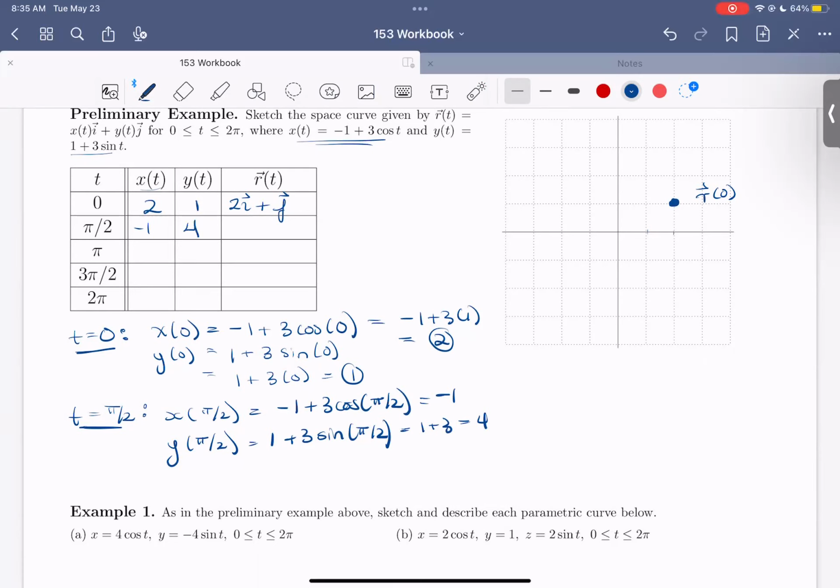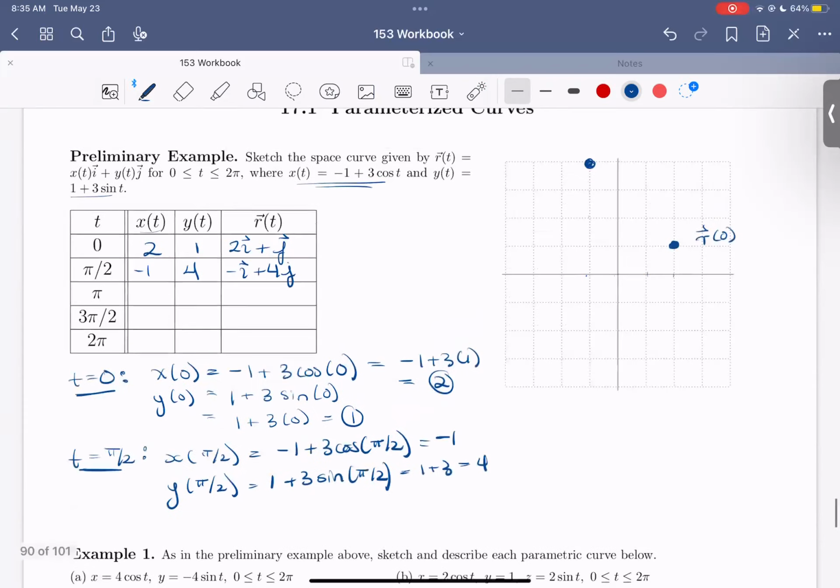So the vector r of t would look like -i plus 4j. We can fill that in: -1 in the i direction plus 4j. This point would be the arrowhead of the vector r of pi over 2. What I'd like you to do is pause the video and fill in the rest of the table on your own. Then continue the video to compare your answers.